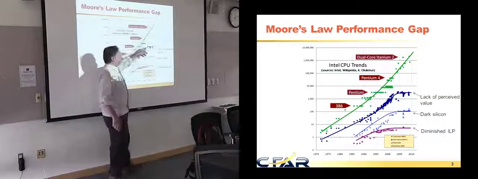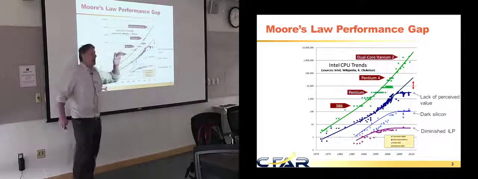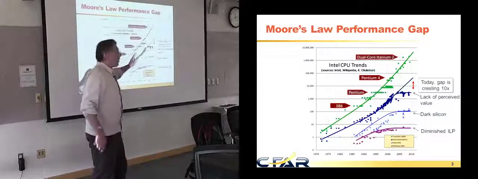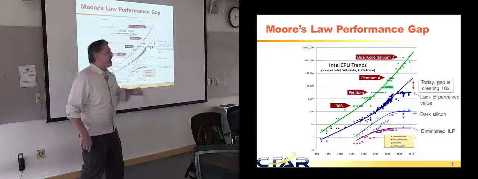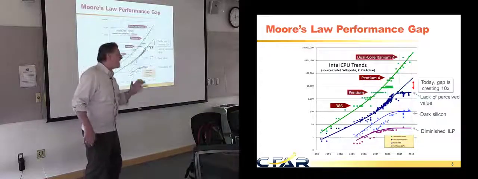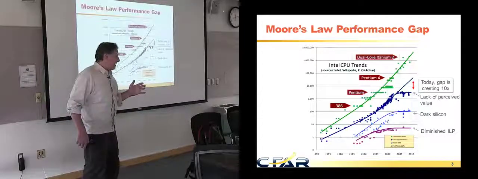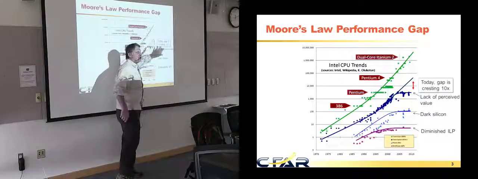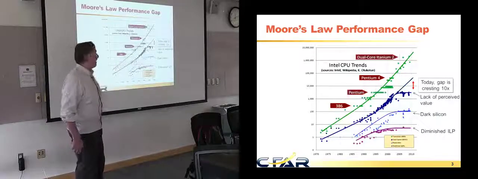A key number I want you to see here is if we draw this line out and look at what the gap is today, it's about 10x. Had the performance metrics continued to scale with density for the last 10 years, our uniprocessors would be 10 times faster or use 1/10 the power. So that gap is what we need to bridge somehow if we want to continue to create value in the form of scalability.